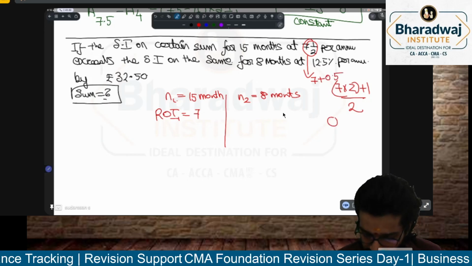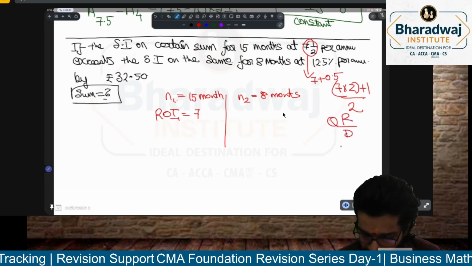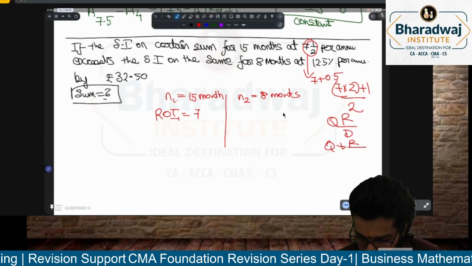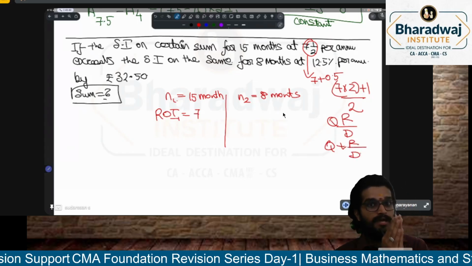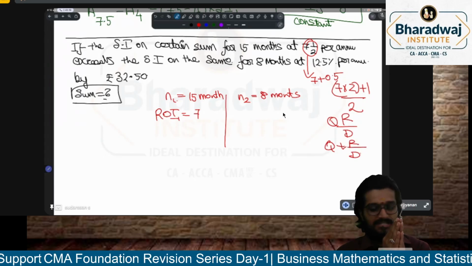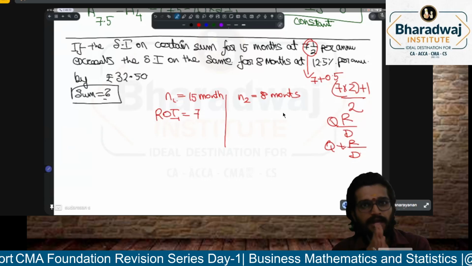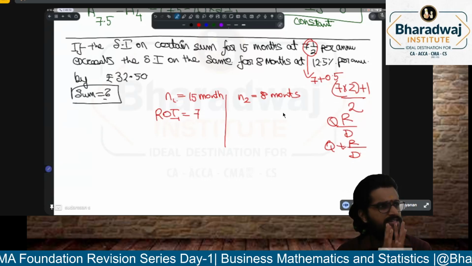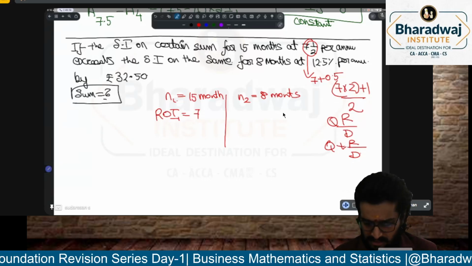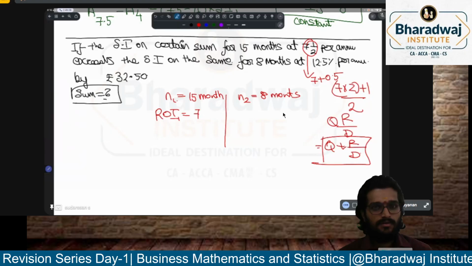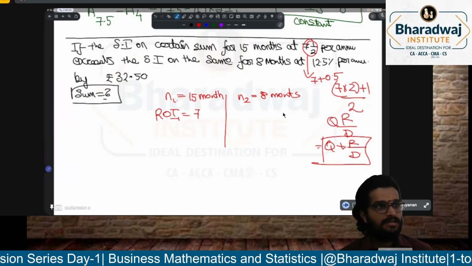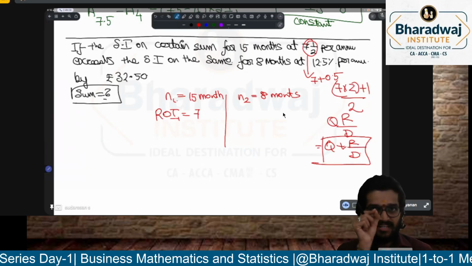So any mixed fraction Q R by D can be written as Q plus R by D. You will be taught in your lower class that it should be written as an improper fraction, Q into D plus R by D. It's not exact always. You can write it as Q plus R by D. Any mixed fraction is equal to this thing only. Here 7 1 by 2 is a mixed fraction. You can write it as 7 plus 1 by 2.